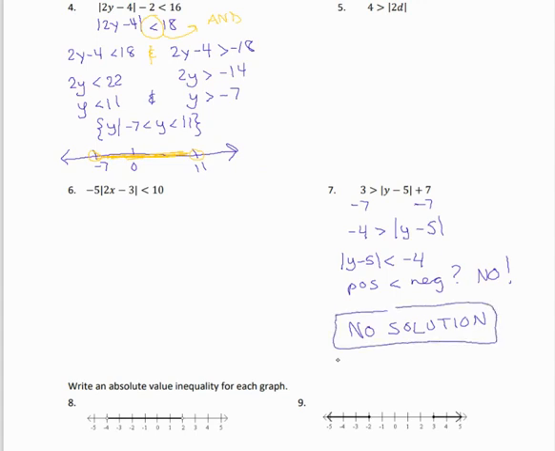So your number line would be an empty number line. There's nothing to plot. So always analyze to make sure your absolute value is going to be a positive answer. We can never have a positive answer being less than a negative.